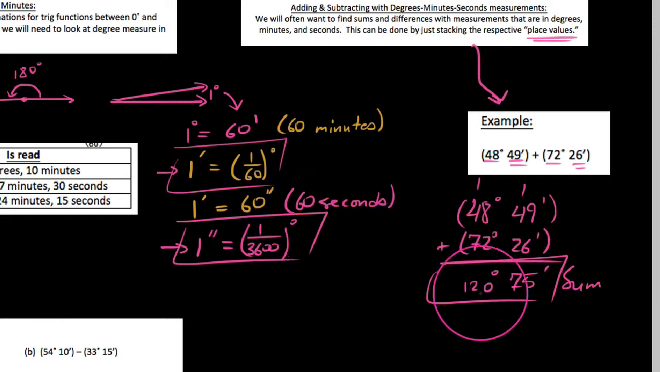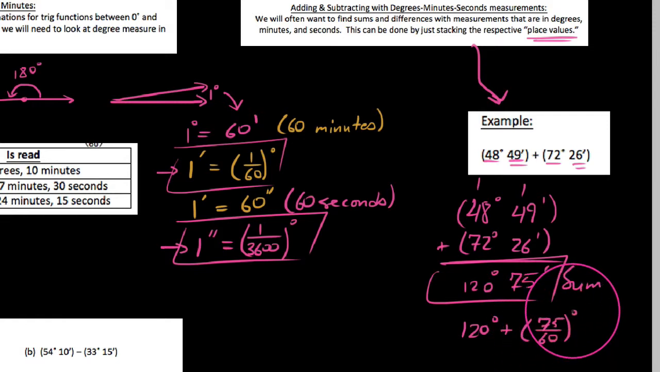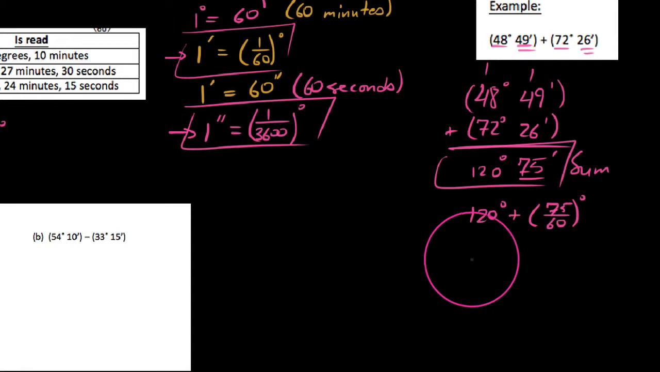It takes 60 minutes to add up to a full degree. So when you look at something like this, we could re-express this as 120 degrees plus 75 sixtieths of a degree. But keep in mind that this is what we call an improper fraction, because the numerator is bigger than the bottom. So we tend not to want to write things like this. Whenever you have over 60 minutes or 60 seconds, we're going to rewrite that as kind of like a mixed number.